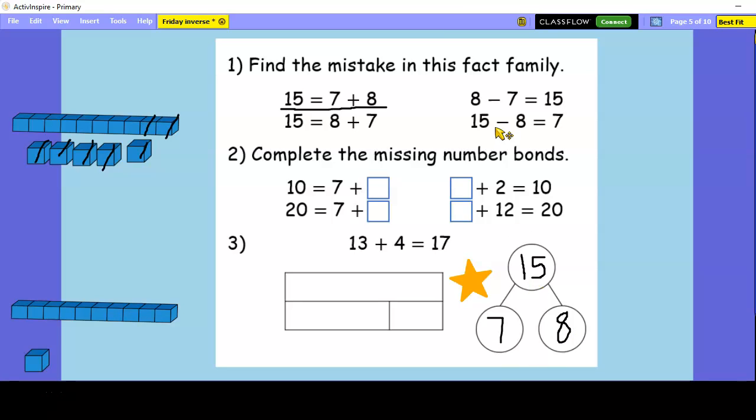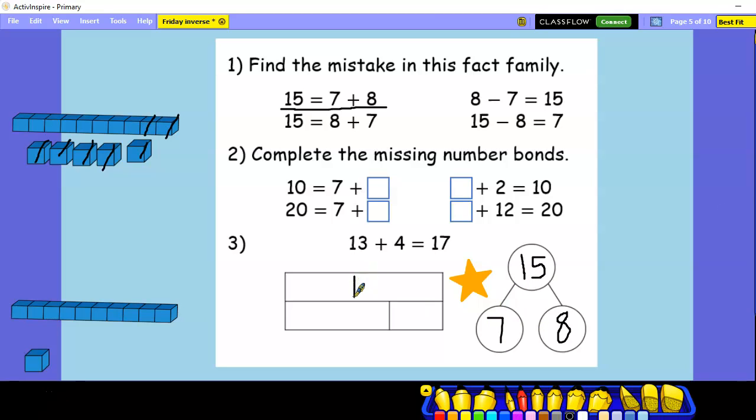Now, we've also checked that 15 take away 8 is equal to 7, and 15 take away 7 is equal to 8, because again, the whole, take away one part, we would be left with the other. This is a part whole model, but in a different way. It's a bar model, part whole model.